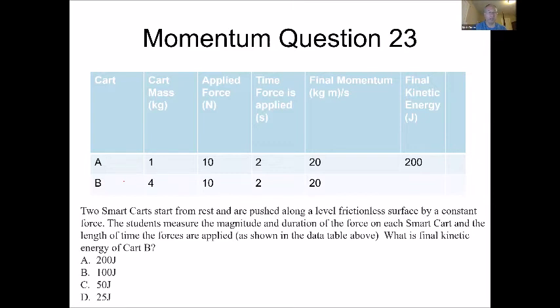All right, so we start from rest. That's important. So our initial velocity is 0. For cart B, we're applying a force of 10 newtons for 2 seconds. That means that our impulse is 20 newton seconds, and that gives us a final momentum of 20 kilogram meters per second. So we could think of it as F delta t equals m delta v. We could think of it that way.